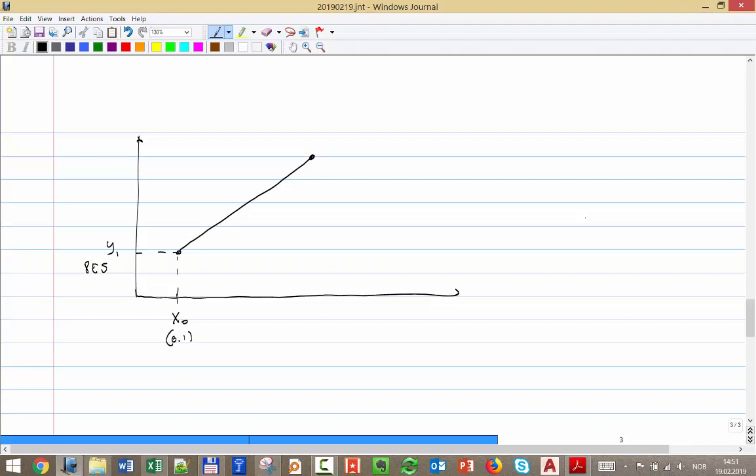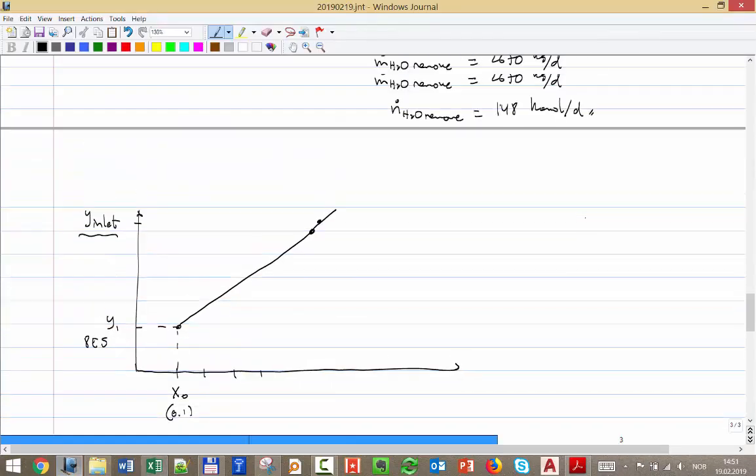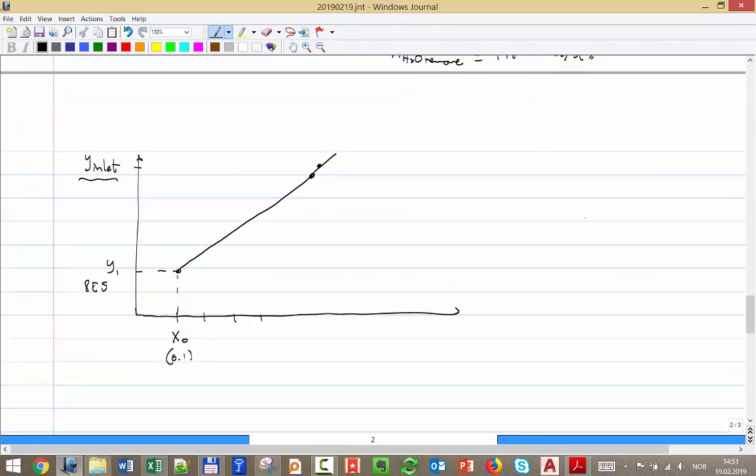Remember, we are looking for Y inlet, right? Y inlet is the amount of content of water in the inlet gas. Okay? And we want to make our line almost all the way up to there. So first, before plotting, we should find out what our Y inlet is. So how do I calculate that? That is this yn plus 1. That will be our step 4.d.